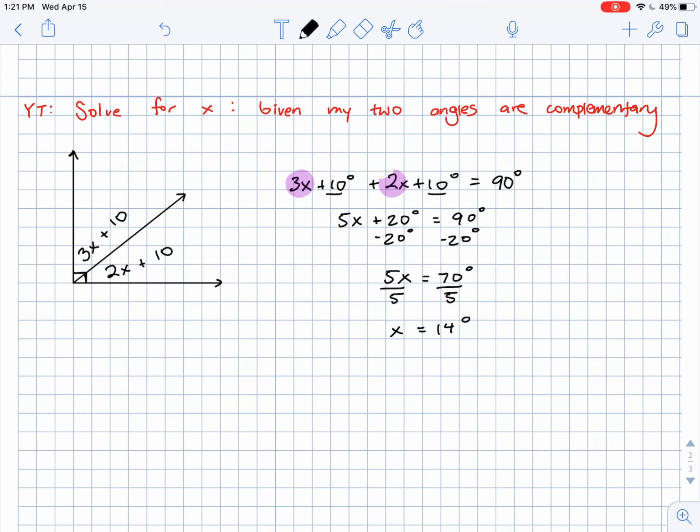Now, if I wanted to solve for each of these angles, I can take this right here and plug it in to x. Okay, so 14 times 3 is 42 plus 10. This would equal 52 degrees. 14 times 2 is 28 plus 10. This would equal 38 degrees. Okay. So complementary angles, the measurements add up to 90 degrees.